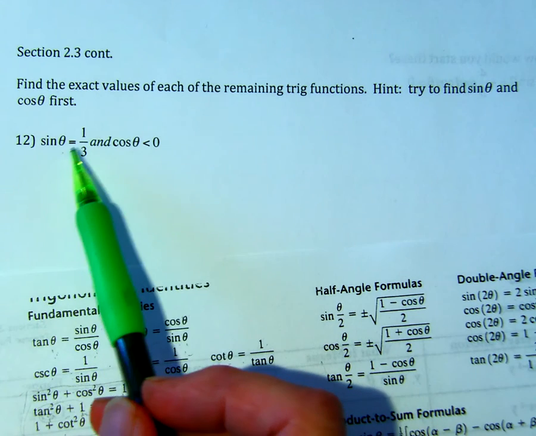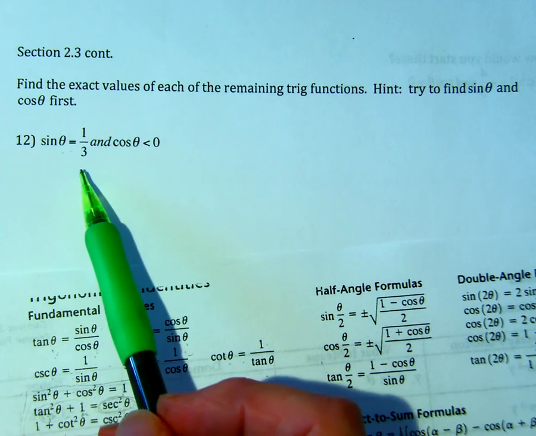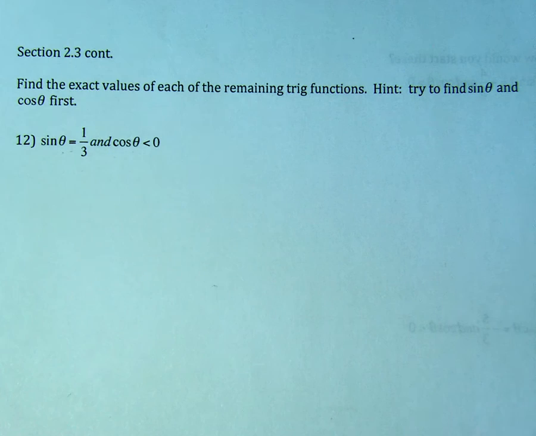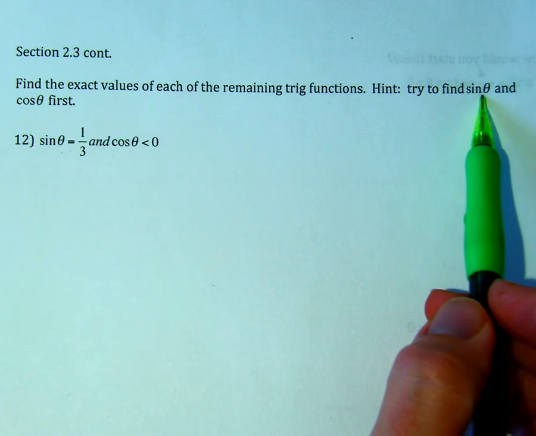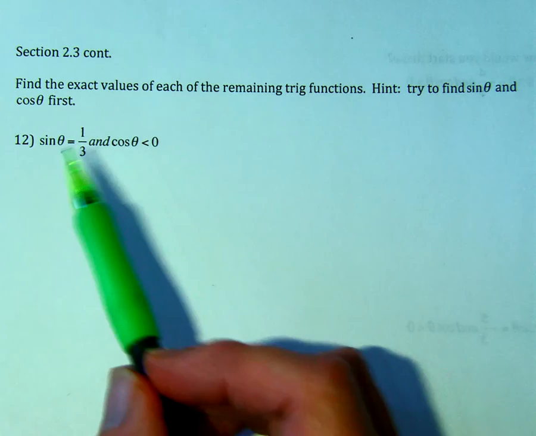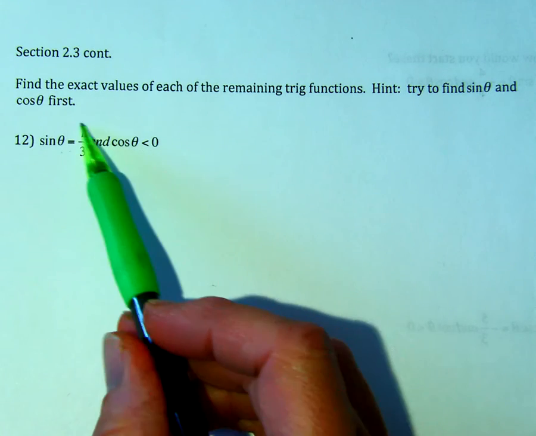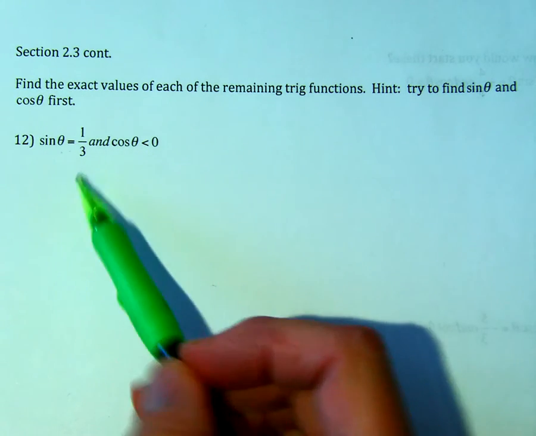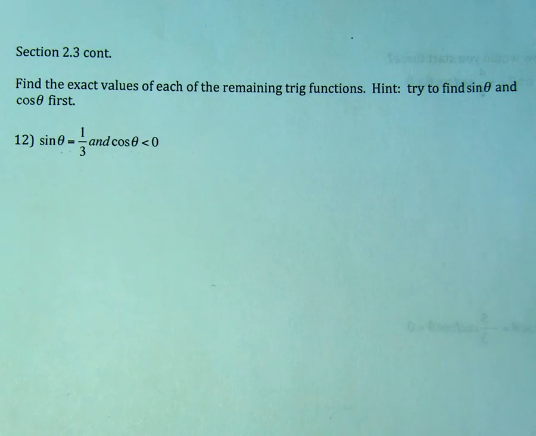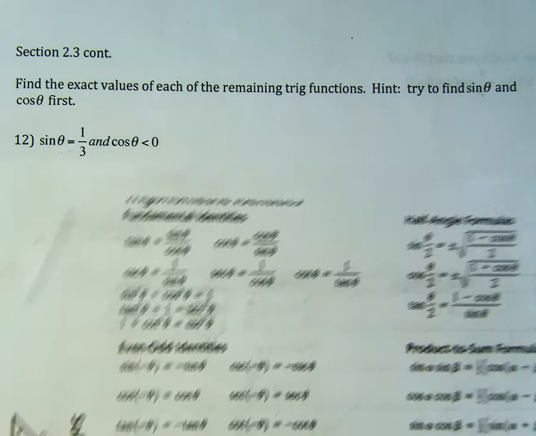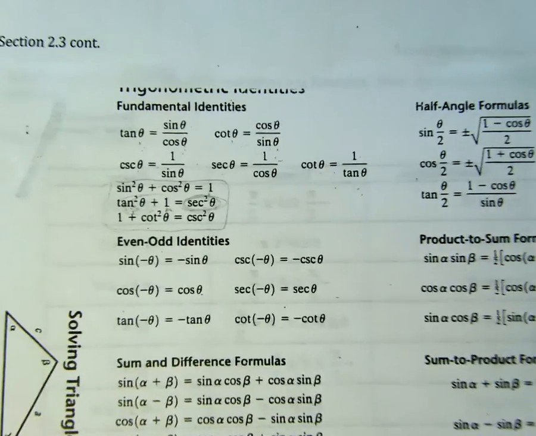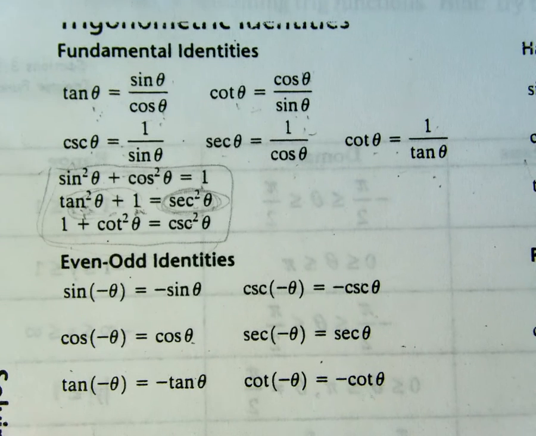So I have sine, which is a good start. But I'd also like to try and find cosine. When you're told to find all 6 trig functions, your best bet is to have sine and cosine. So I'm going to ignore this part for now and just focus on the fact that sine of theta equals 1/3. Again, I'd like to find cosine. So look on your formula sheet under your fundamental identities and see if there are any equations there that have a sine and a cosine in them.